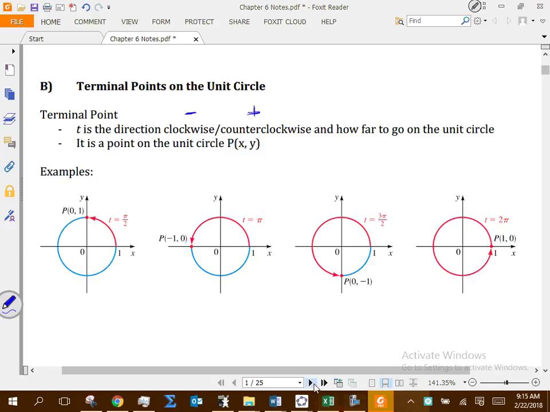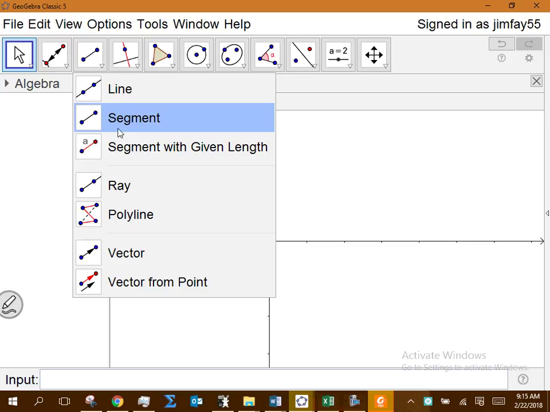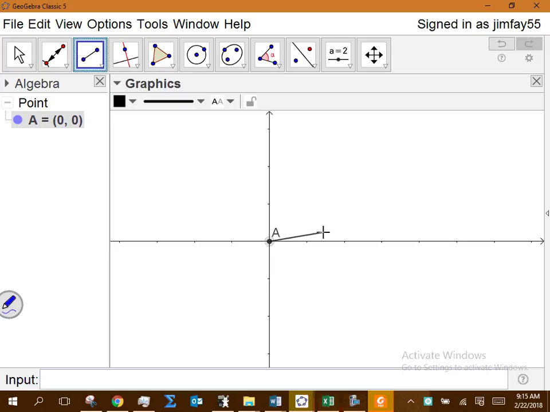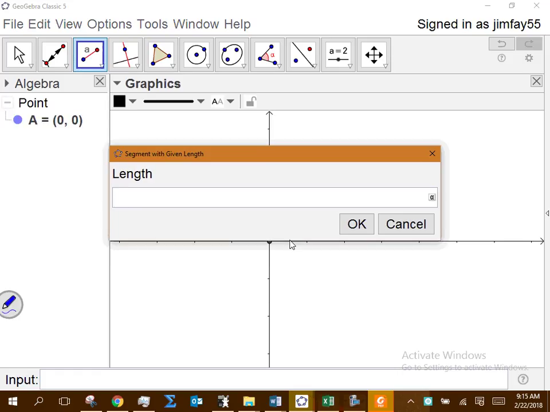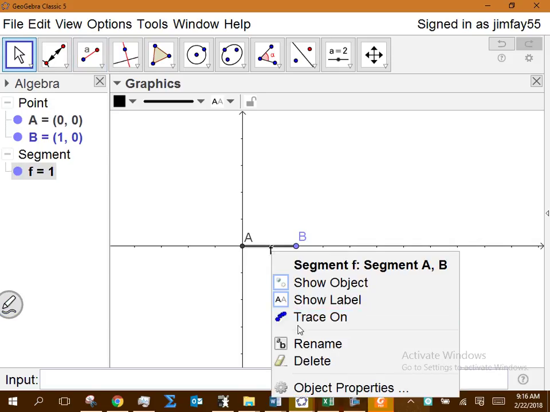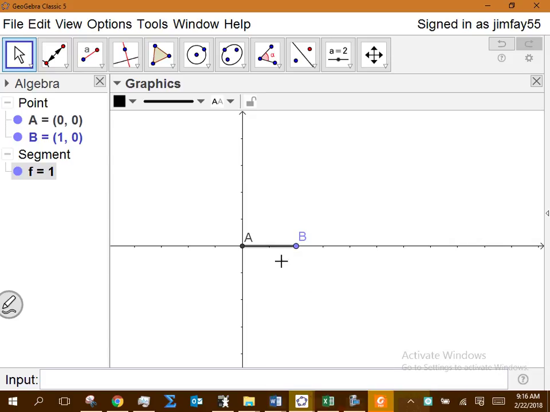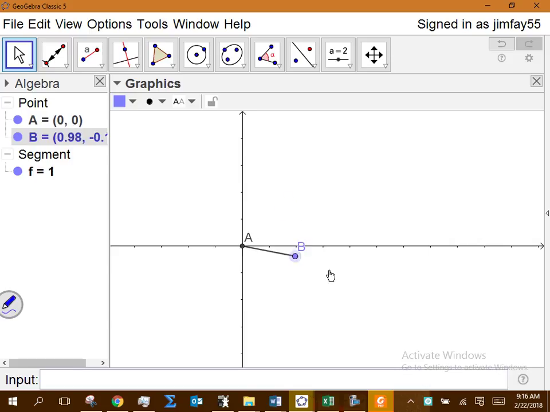So where is all this stuff coming from? I want to take a segment in here in the coordinate plane, and I'm going to make it a length of 1. And if that's the length of 1, we can start rotating this thing, right? It's going to keep A stuck at A, but that length you see over here is constantly 1, it doesn't change.